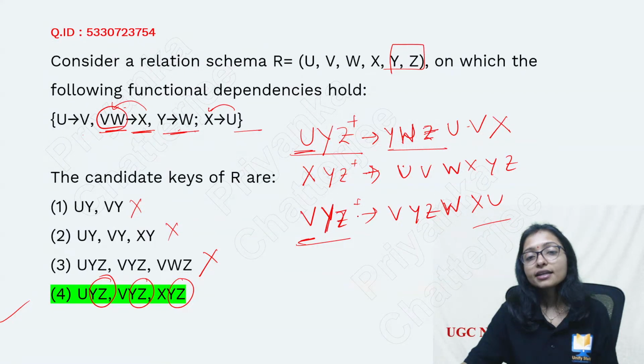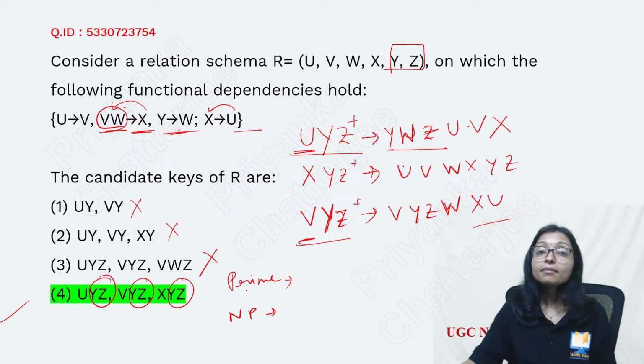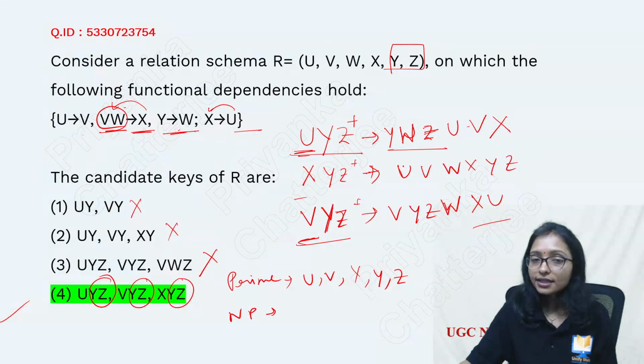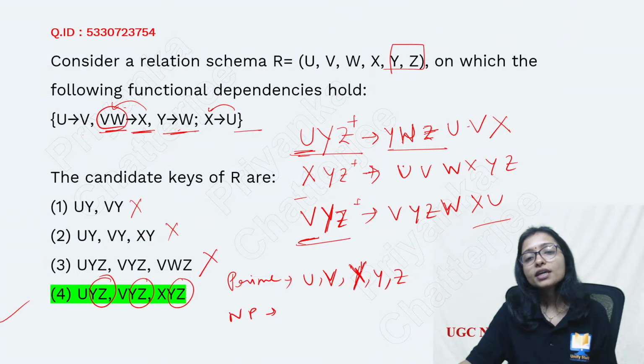After getting the candidate key, you need to find out which one is my prime attribute, which one is my non-prime attribute. Prime means part of candidate key. What are the parts of candidate key? U, V, X, Y, Z. These all are the parts of candidate key. That's why these are called prime attributes, U, V, X, Y, Z.